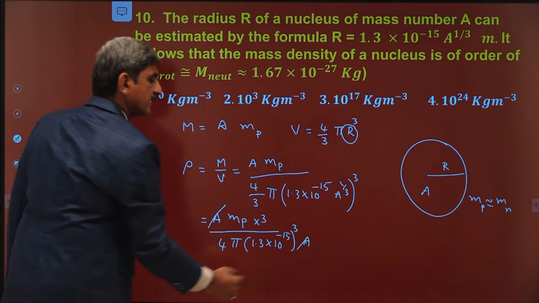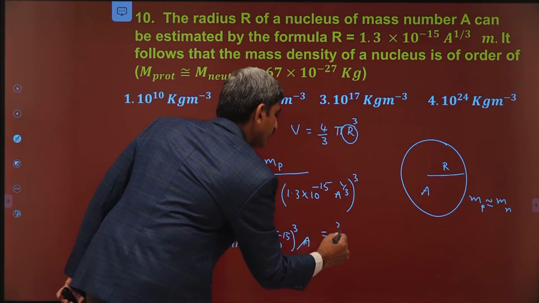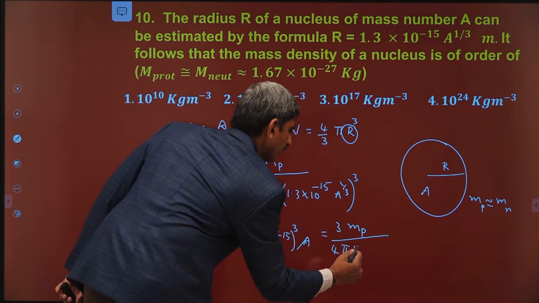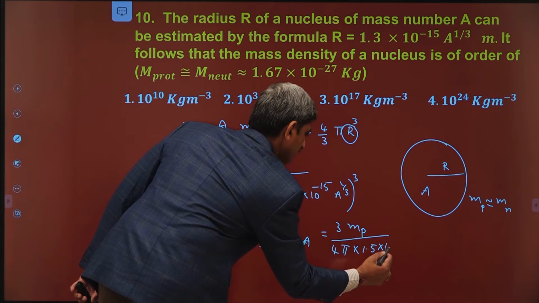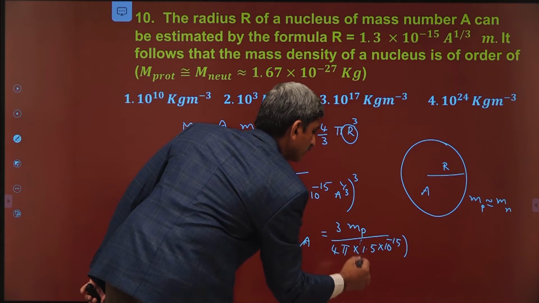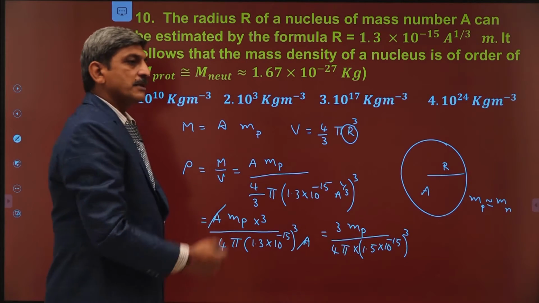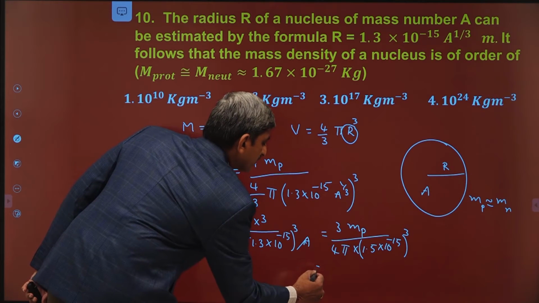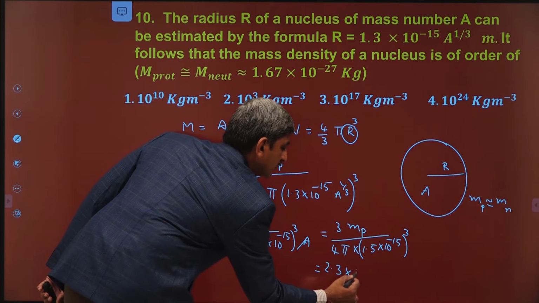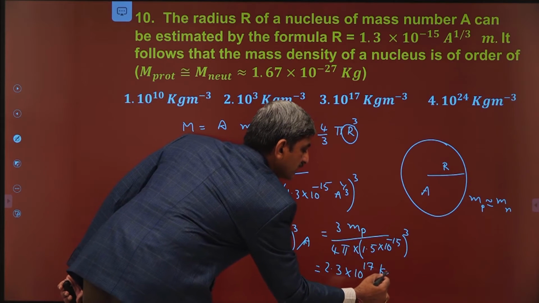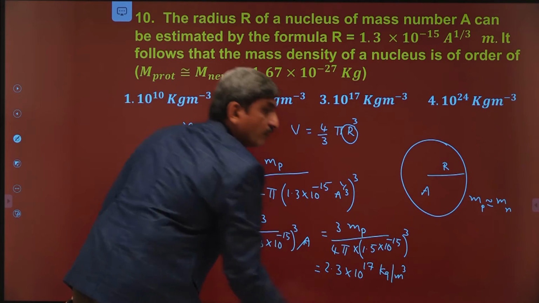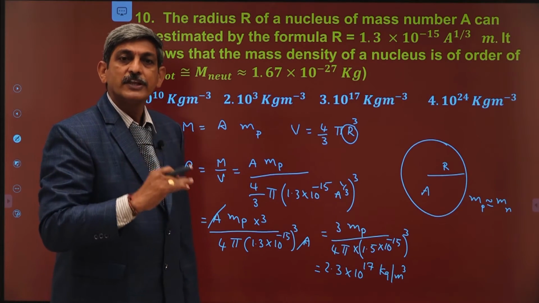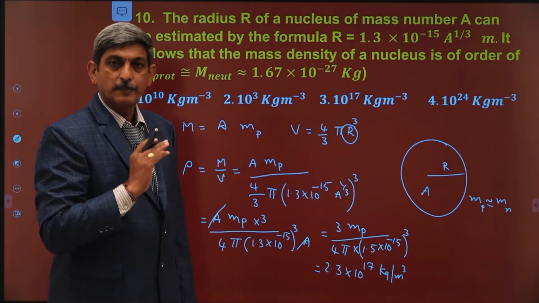This cancels and we have 3 mp divided by 4 pi into 1.5 into 10 to the power of minus 15 whole cube. So by substituting the mass of the proton, and making the mathematical simplifications, we get 2.3 into 10 to the power of 17 kg per meter cube, which is a constant value for any nucleus. That means the density of the nucleus is independent of the mass number.